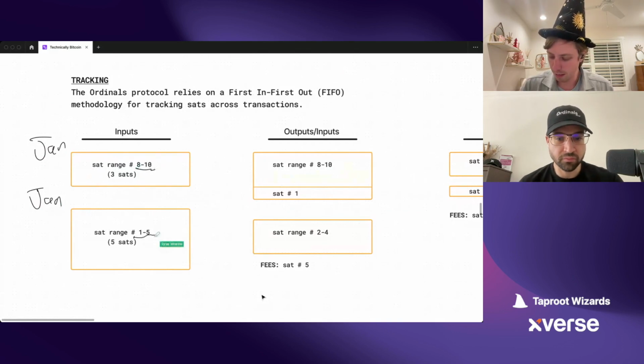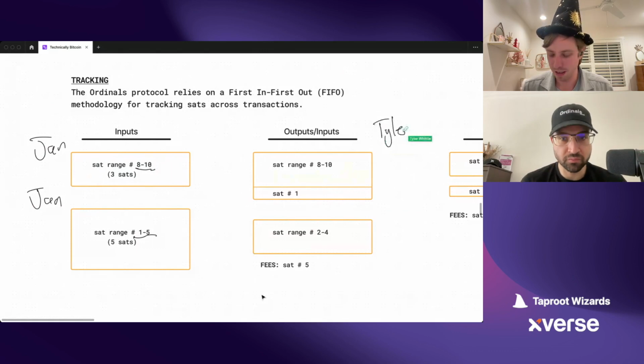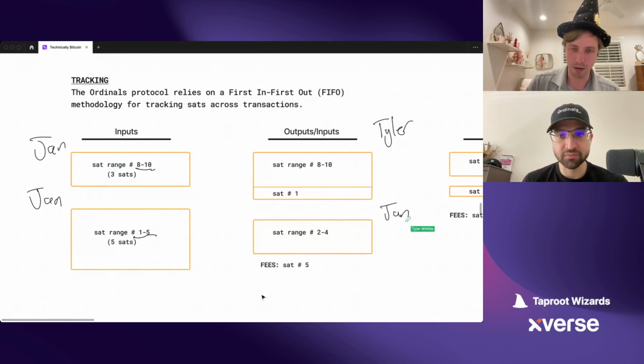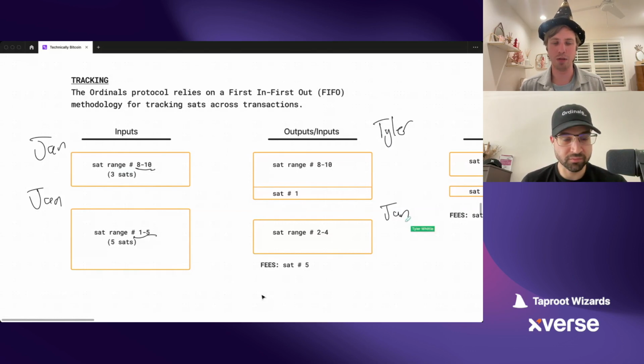And Jan, being the kind soul that he is, and with his big bags, is going to send me 4 of these, and is going to send the rest back to himself and then pay a fee, as we talked about last time. So what we're going to do now is look at how these sats actually move across the transaction and what this first in, first out actually means.